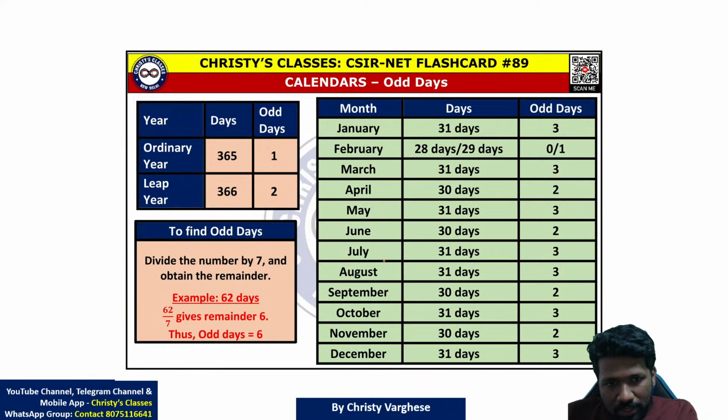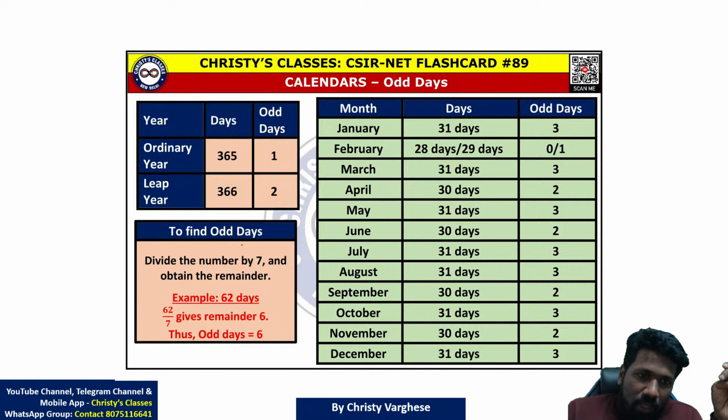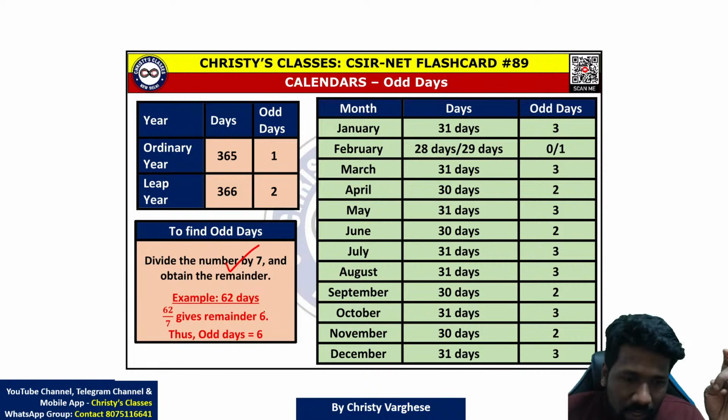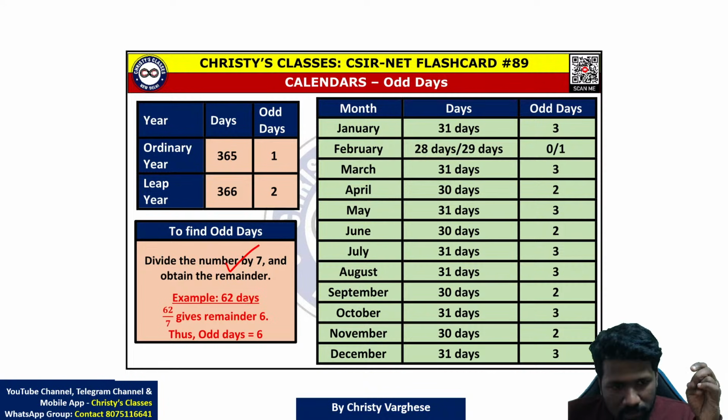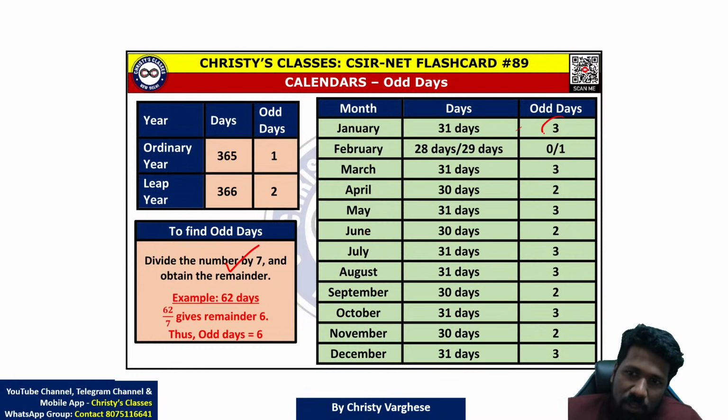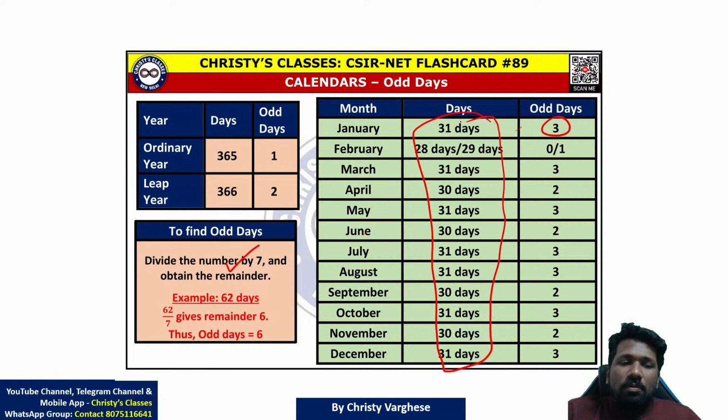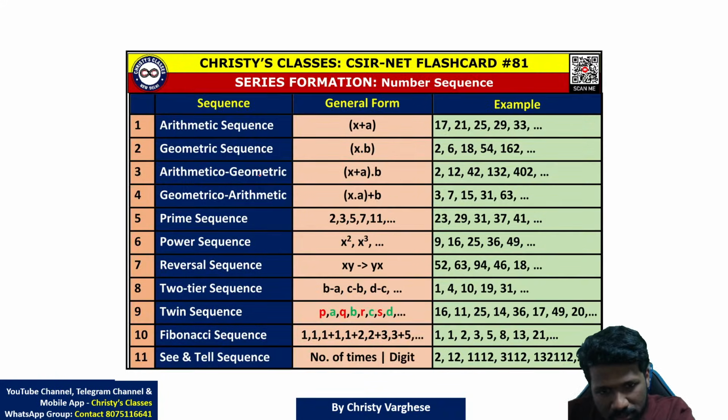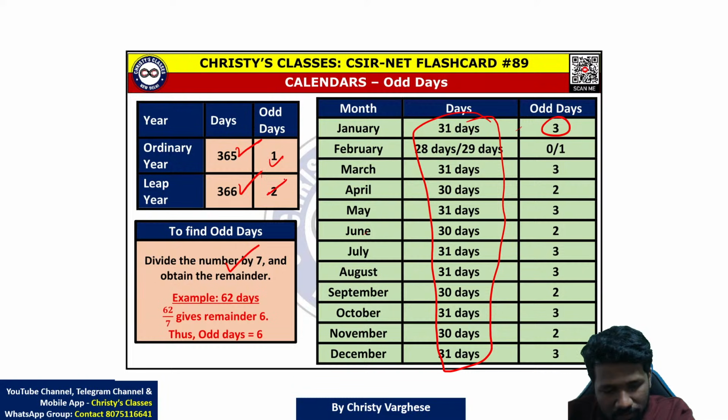Are you all clear? Then odd days का calculation यहाँ दिया है. How to calculate odd days? 62 days है तो 62 by 7 का remainder, और 62 modulo 7, that is what mathematically it is represented. And हर month का odd days what is it? I already told you. Every month का odd days और every month में कितना days है, that also remembering is important. And year में 365, 366 days, so odd days are 1 and 2 respectively.